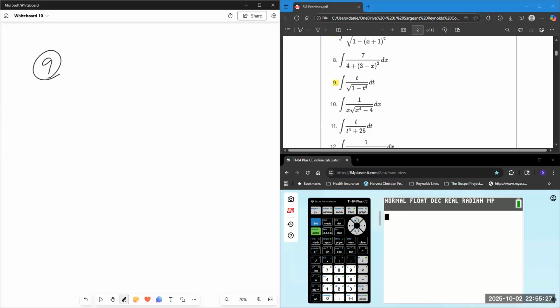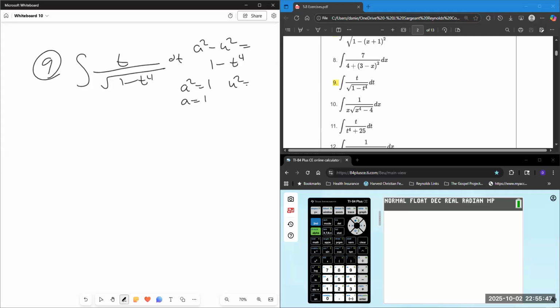Number 9 says the integral of t over root 1 minus t to the 4th in the bottom. So a squared minus u squared is equal to 1 minus t to the 4th. A squared is equal to 1, making a equal to 1. U squared is equal to t to the 4th, making u equal to t squared. And du equal to 2t dt.